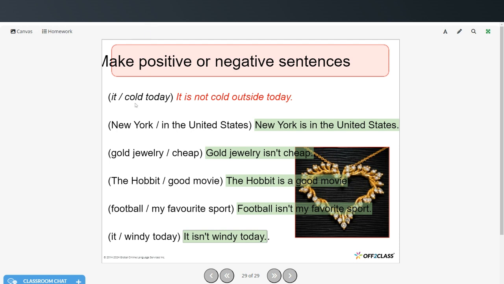So I answered these as they are true for me, but some of these might be different for you. If you didn't like The Hobbit, you might say it isn't a good movie. You might find football is your favorite sport, and it might be windy today wherever you are. So these three are kind of up to your own opinion.